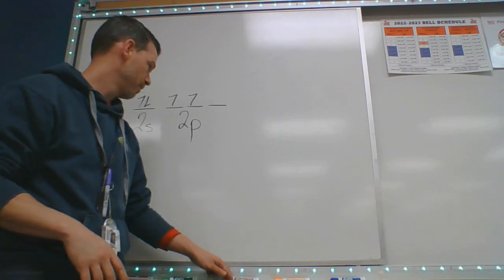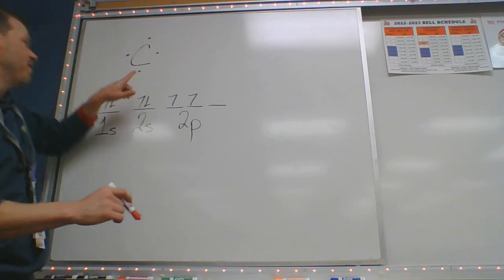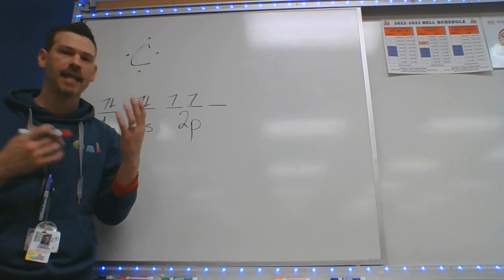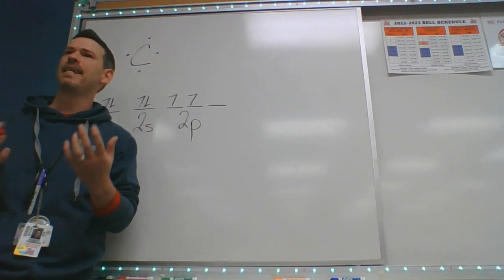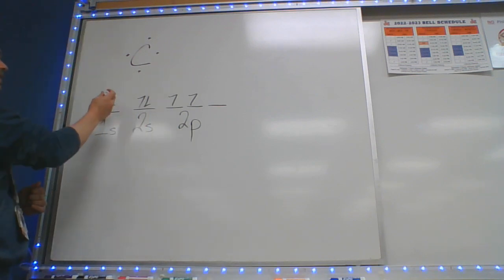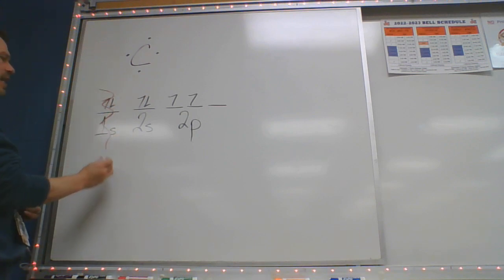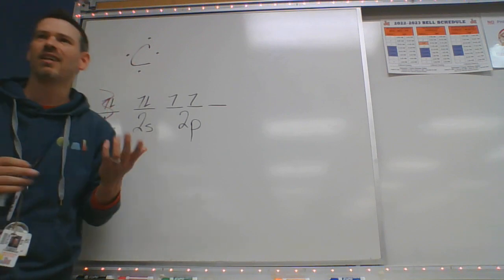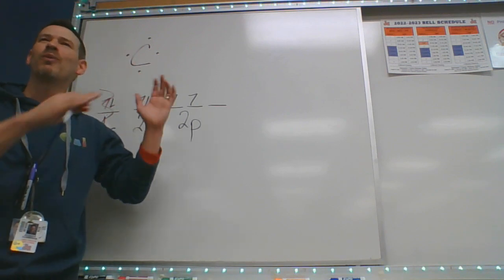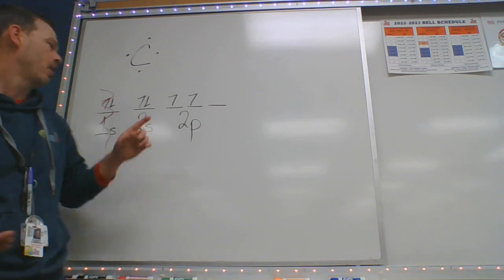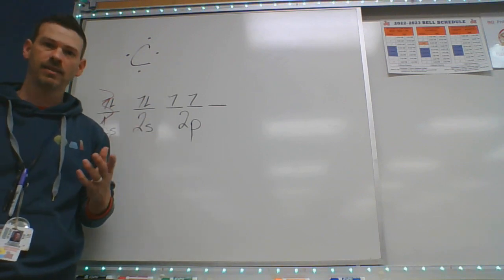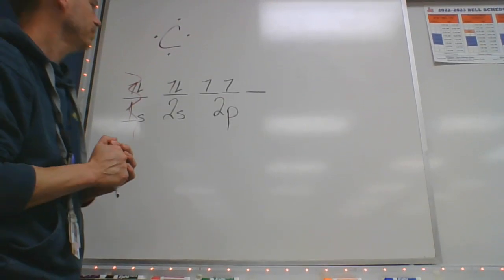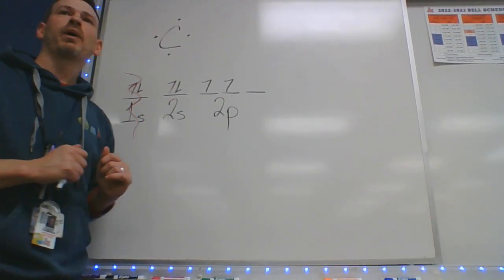Now, before we do that, though, keep in mind that these dots only represent valence information, because it's only the valence, the high energy electrons, that dictate bonding, which means this part of the expression right there doesn't really matter for this because it doesn't represent electrons that can bond. So I don't care about inner shell. I only care about the highest energy, the valence.